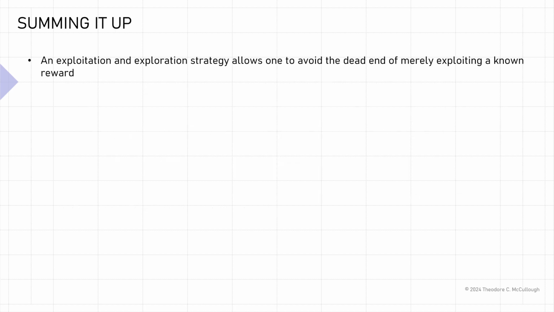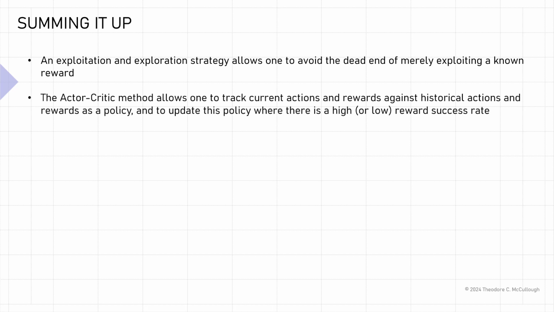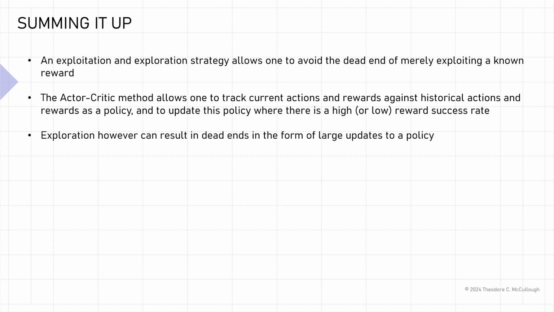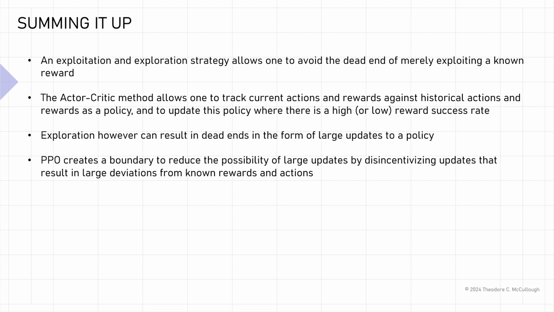Summing it up, an exploitation and exploration strategy allows one to avoid the dead ends of merely exploiting a known reward. The actor-critic method allows one to track current actions and rewards against historical actions and rewards as a policy, and update this policy where there is a high or even low reward success rate. Exploration, however, can result in dead ends in the form of large updates to a policy. PPO creates a boundary to reduce the possibility of large updates by disincentivizing updates that result in large deviations from known rewards and actions.